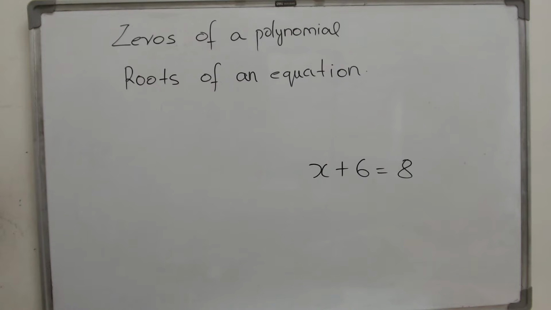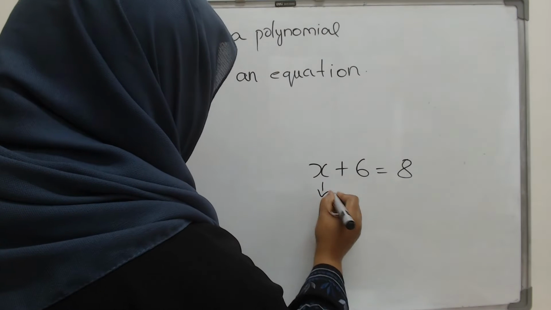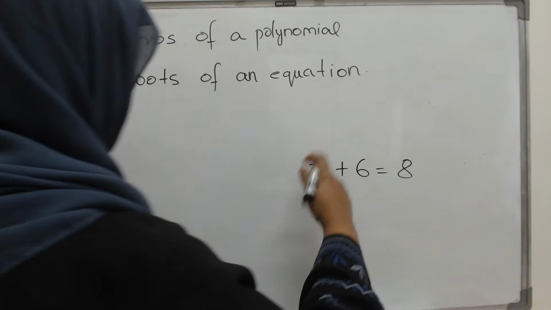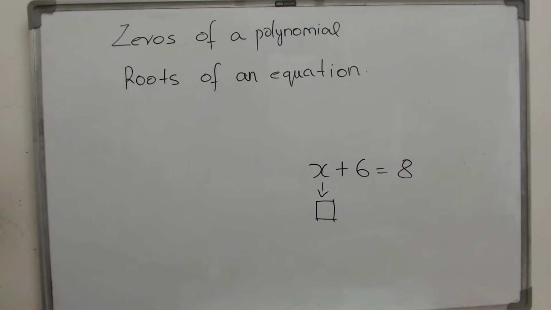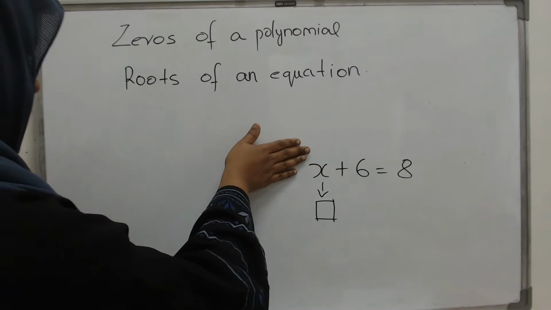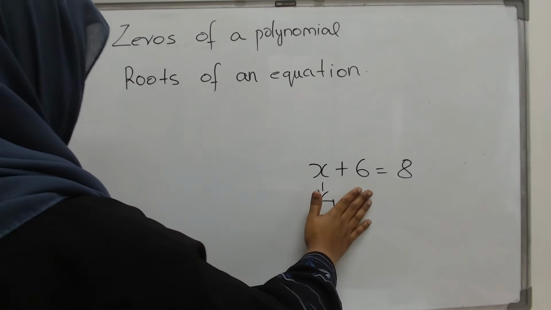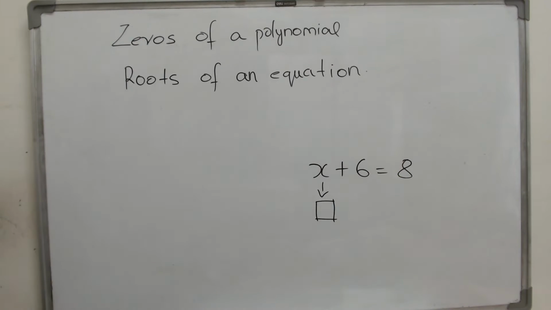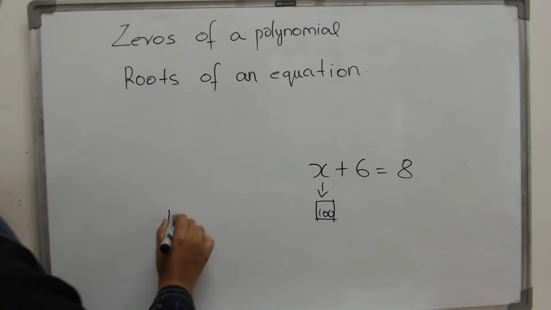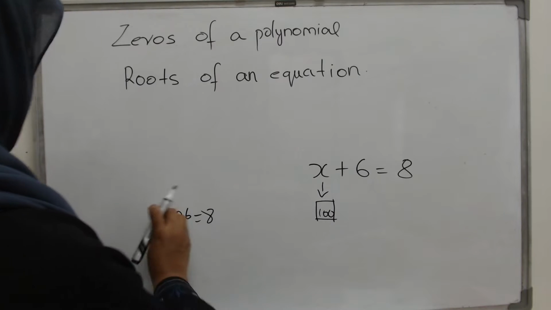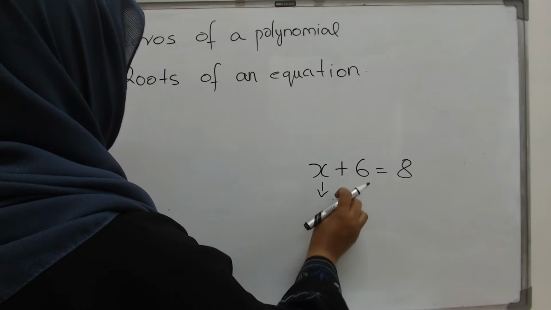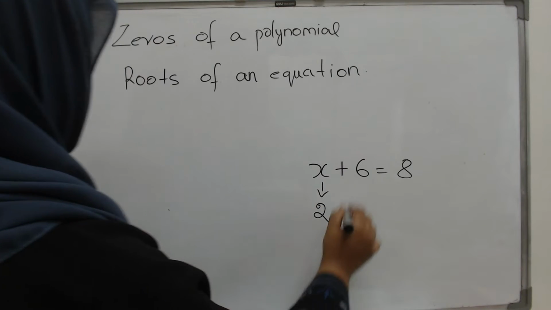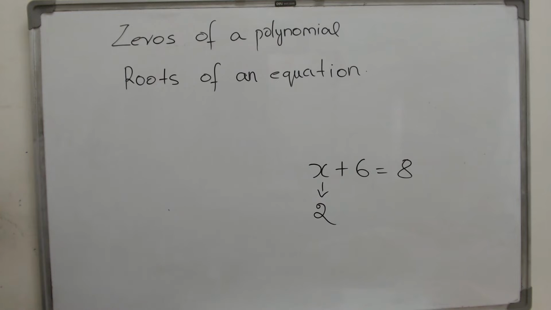Now the root of this equation is that value of the variable which satisfies this equation, or in other words that number that you put in the place of this x so that the LHS and the RHS are equal. Now randomly consider any number. Randomly consider 100. 100 plus 6, what will it give you? It will give you 106 is equal to 8, which is not correct. So this is not right. Now you will find that the only number in this world which satisfies this equation is 2. So only 2 is the root of this equation.